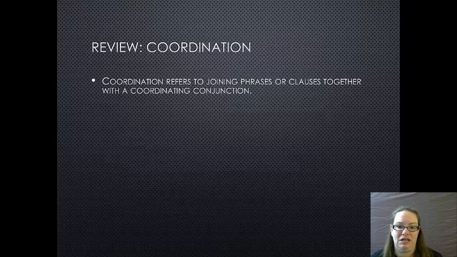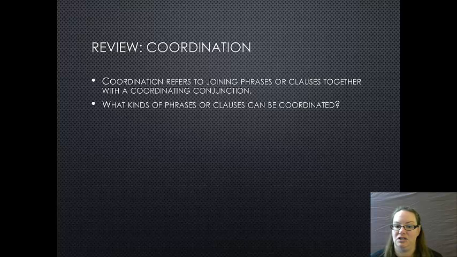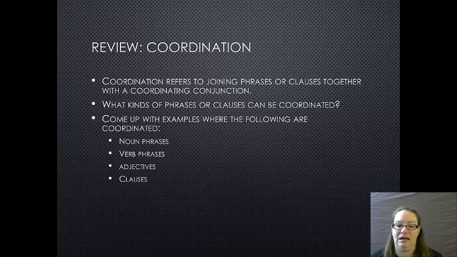Coordination refers to joining phrases or clauses together with a coordinating conjunction. We can coordinate noun phrases, verb phrases, adjectives, and clauses. An example of coordinated noun phrases would be something like Paul and Mary went to the store. Verb phrases would be something like Paul likes to run and jump. For adjectives, we coordinate something like she is pretty and smart.